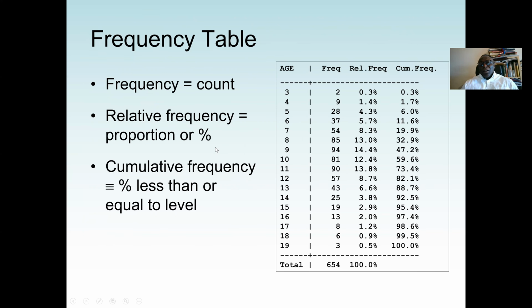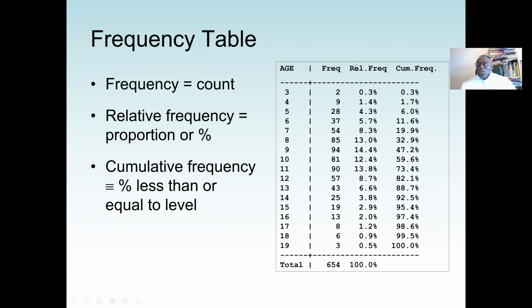So this is an example. We have ages of patients from 3 to 19. We look at the data. How many patients are 3 years old? We say 2. How many are 4 years old? 9. How many are 5 years old? 28. So when we count all the frequencies, the total will be 654, which means we have 654 patients. And for ages, like 19 years, we have 3 of them. 16 years, we have 13.